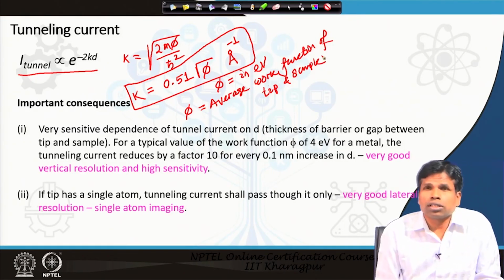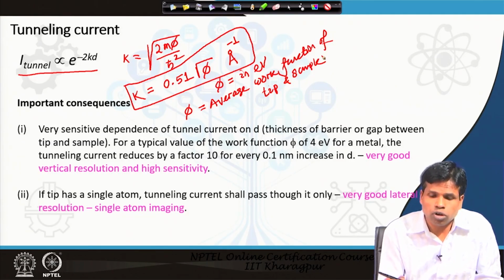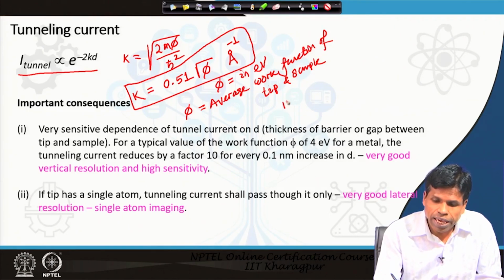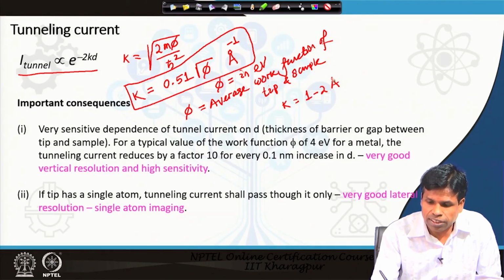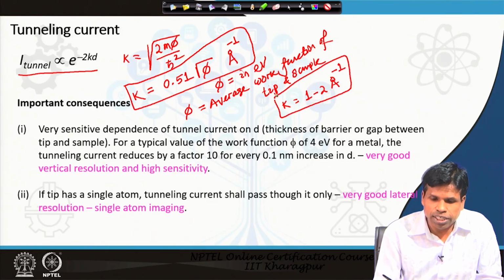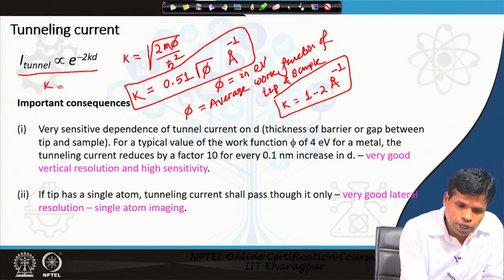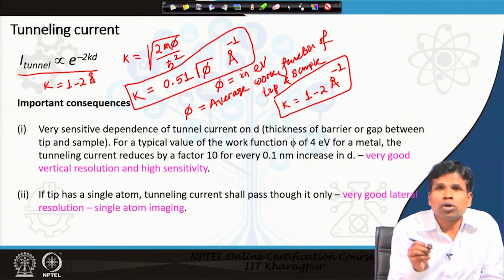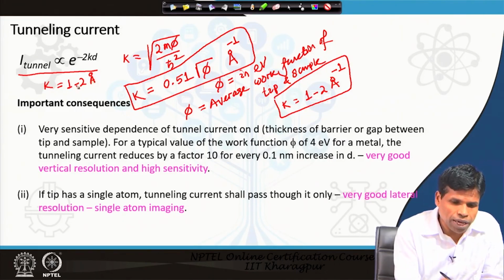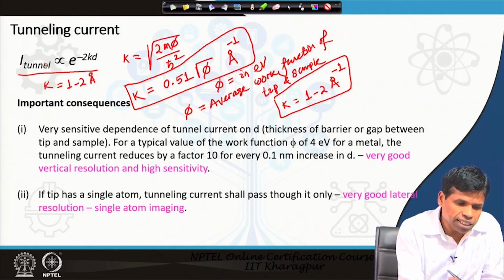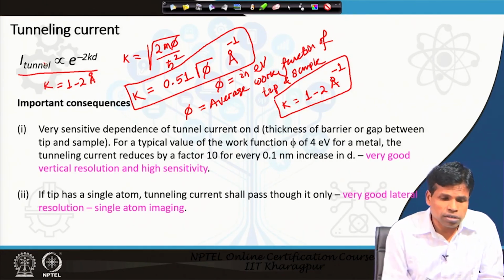So, by putting the value of phi, which is normally 4 to 5 electron volts depending upon the sample and tip, k normally comes in the range of 1 to 2 angstrom inverse, that is called the inverse decay length. So, as you see, this k is 1 to 2 angstrom inverse. Upon changing this value, we can see that the tunneling current varies drastically.